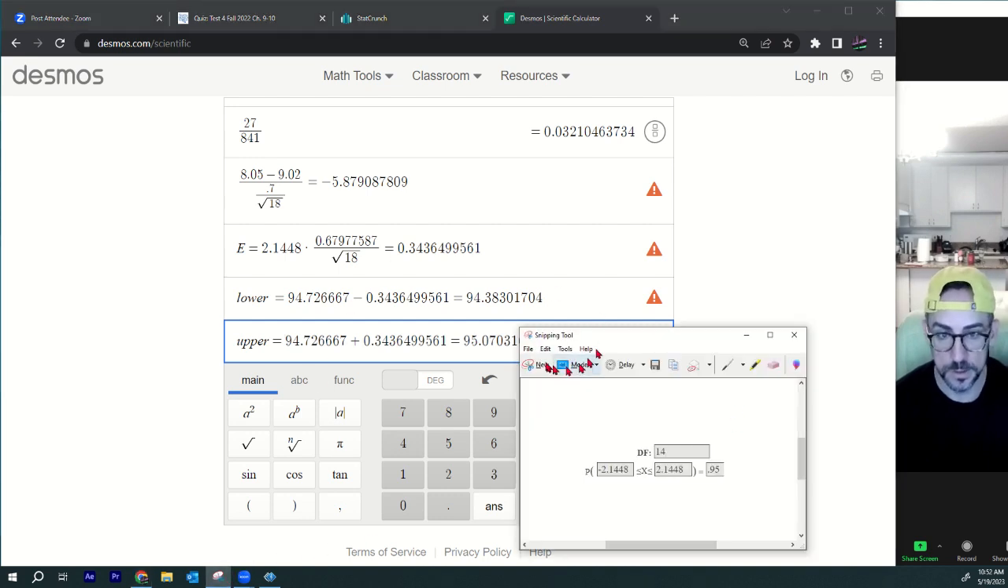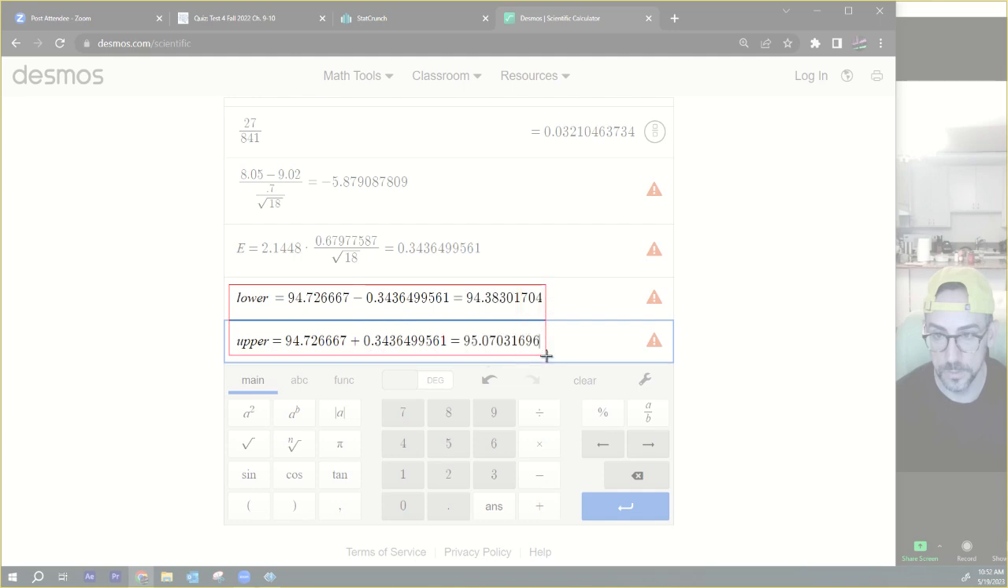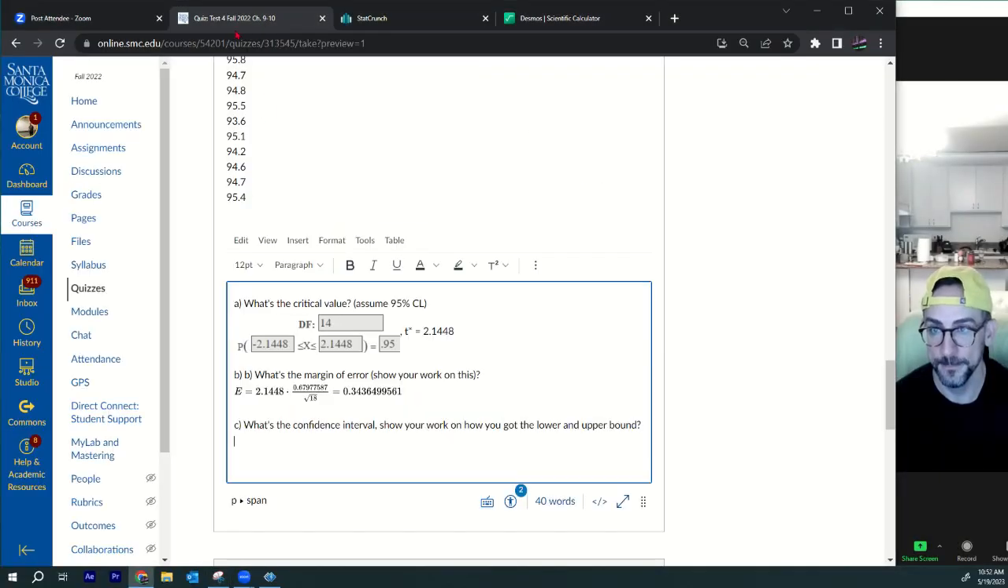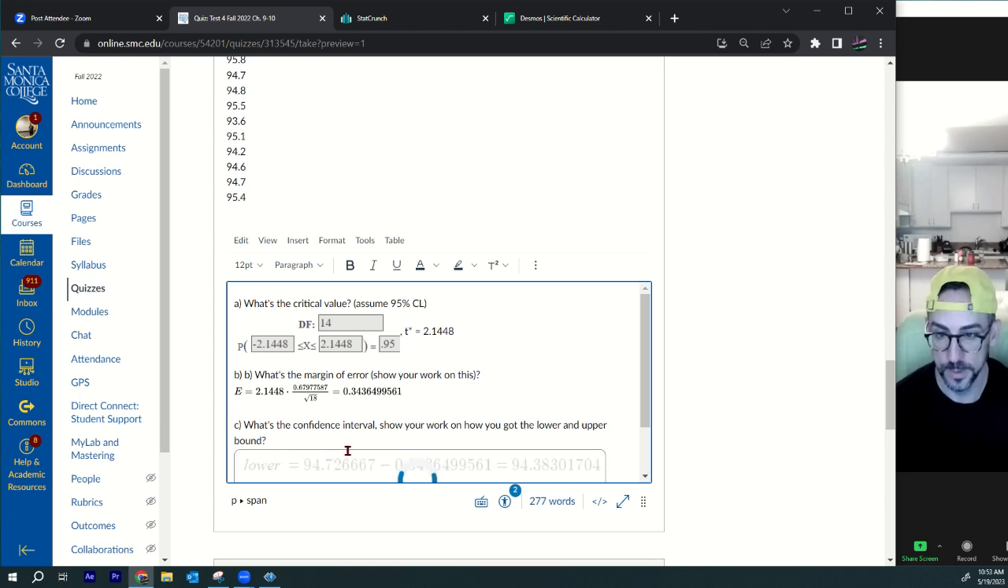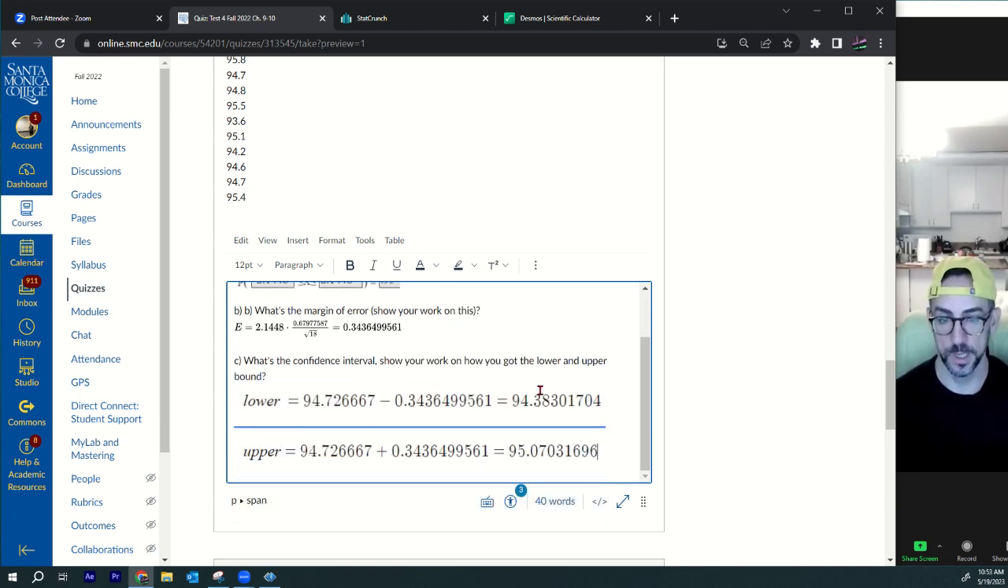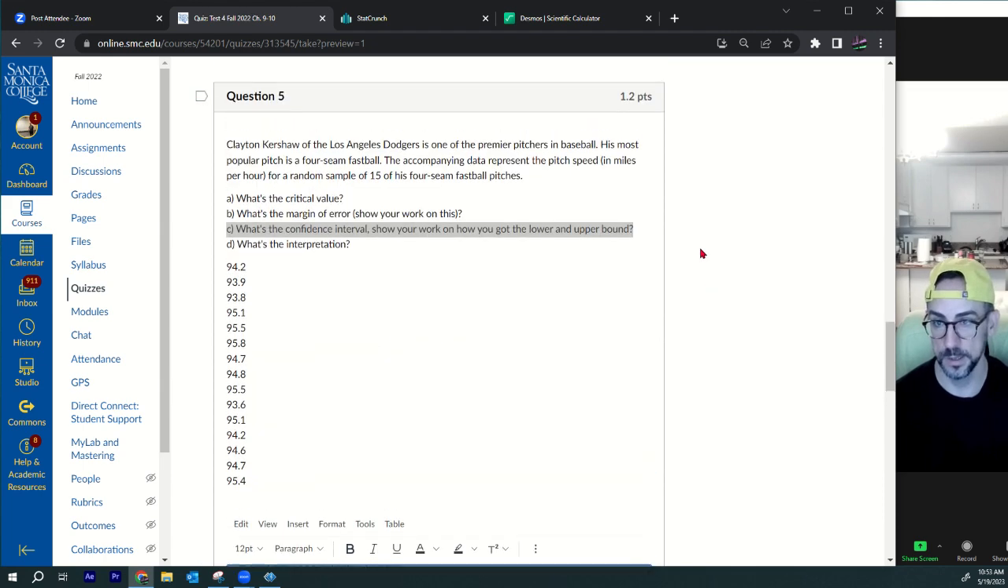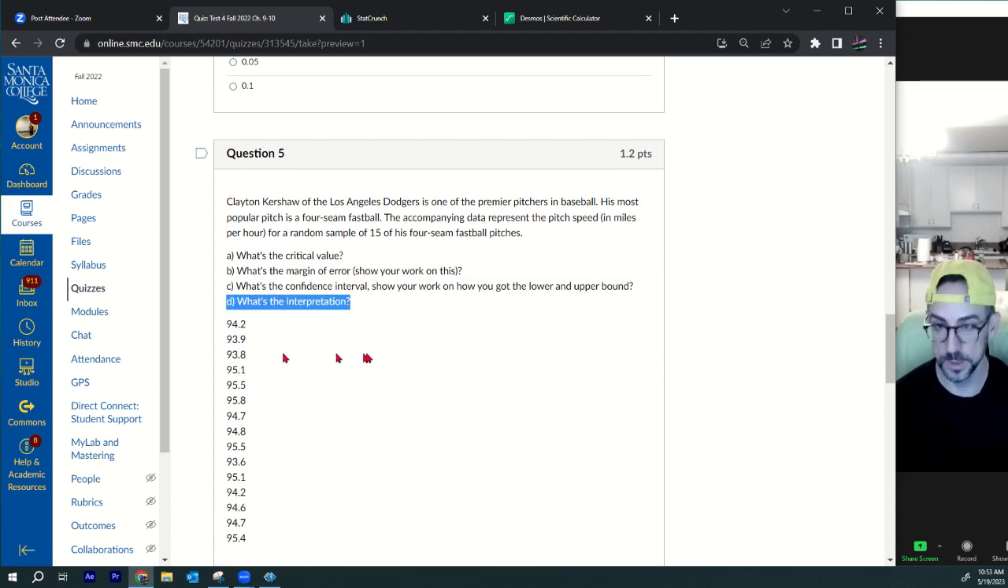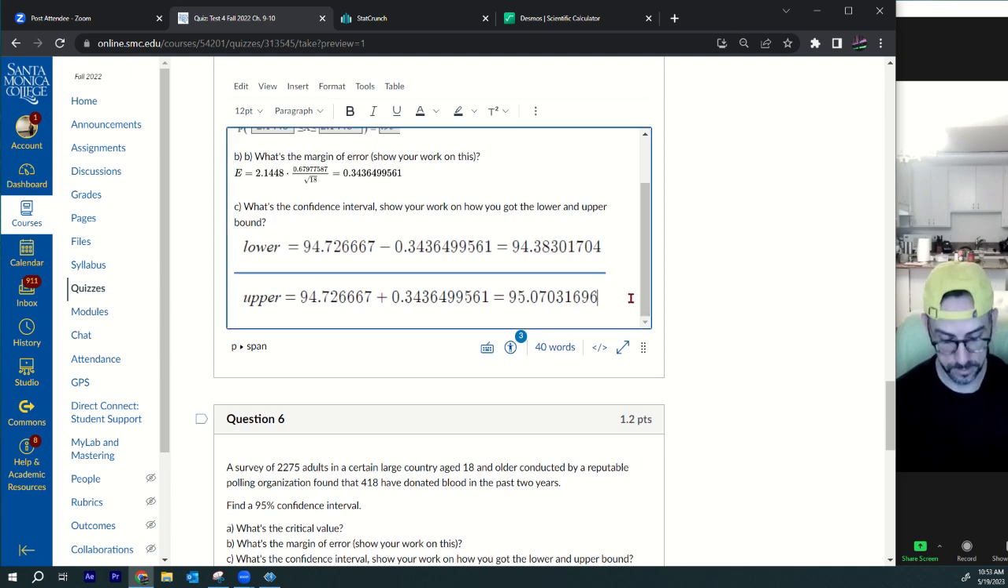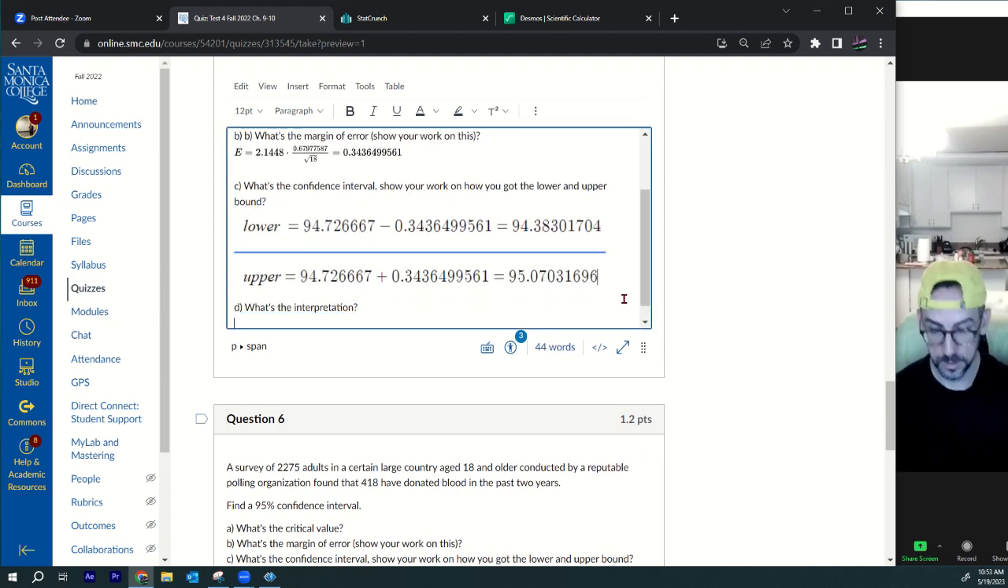I could do this. New. Save a lot of time. Control V. Show your work on how you got the lower and the upper. The lower is 94, upper is 95. There you go. Let's see. What's the interpretation? Control C. Control V. We're 95% confident that the population mean speed of, are these fastballs only?